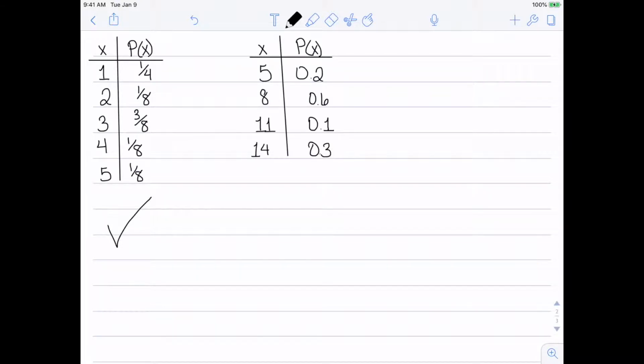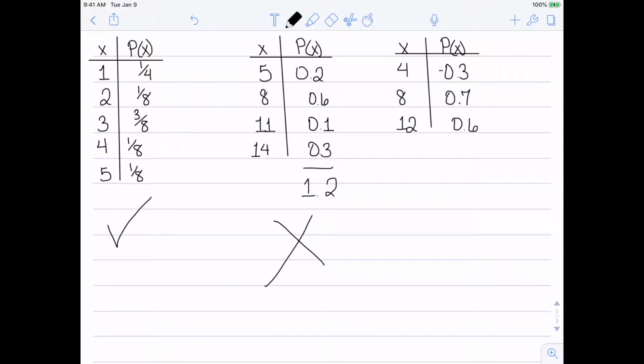Now let's look at this example. We see all of the x values, all of the possible outcomes of this probability experiment, and then on the right, their probabilities. However, this time when we add up the probabilities, 0.2 plus 0.6 plus 0.1 plus 0.3, we can see that the sum is actually 1.2, which means this is not a probability distribution because the sums are not equal to 1.